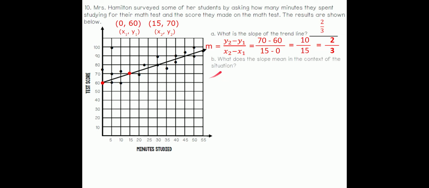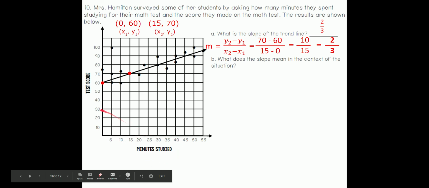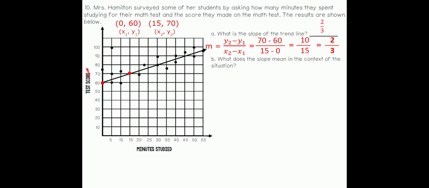B. What does the slope mean in the context of the situation? This is a different kind of question. So what does a slope mean? It's rise over run, right? Which is the change in y over the change in x. Well, the y value has to do with the test scores. So it's the change in the test scores over the change in the minutes studied. So it's test scores over minutes.